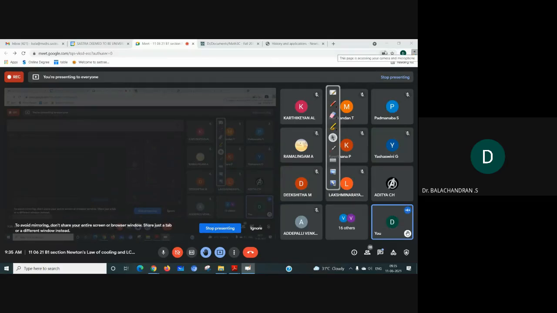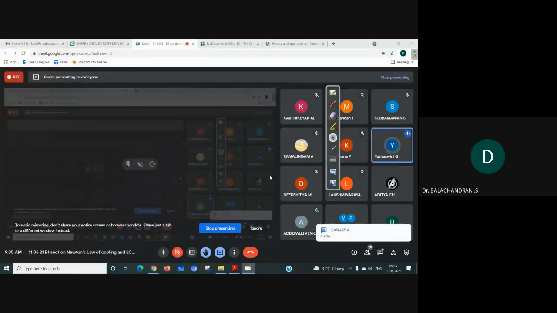Any other answer? 11.1 seconds? No, Subramaniam, you also need to check it. I'm asking for the final answer. 3? No. The value of lambda. Yes, please tell. The value of lambda is 0.206. Yes, lambda is 0.206.